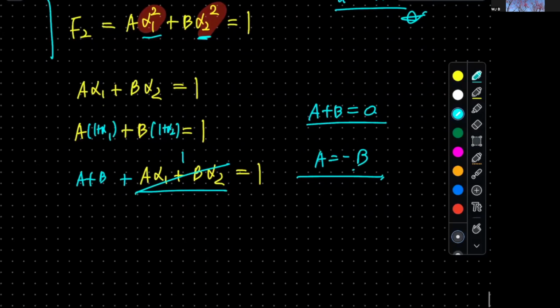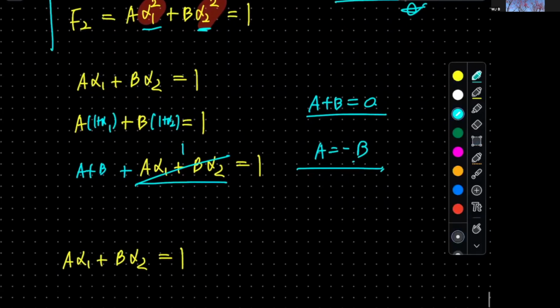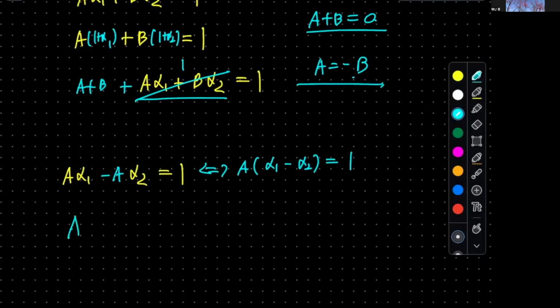So if I were to use it on maybe one of the equations back again, maybe I will use it on the first equation where B is going to be replaced by negative A. Then I can factorize by the A. Then I get the difference of alpha 1 and alpha 2 is equal to 1. Therefore, A is simply just 1 over alpha 1 minus alpha 2, where they were the roots, weren't they?